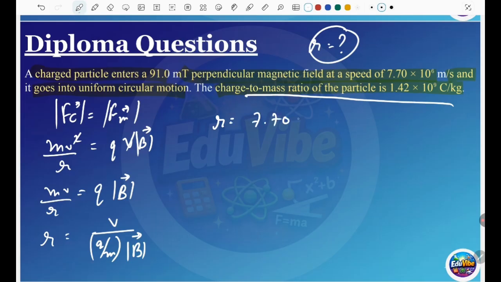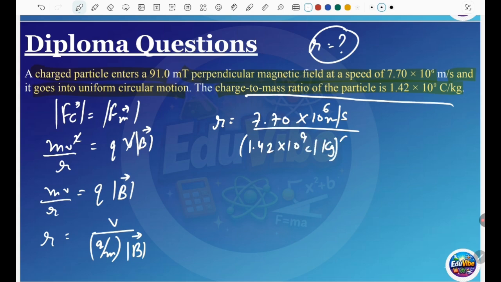So speed is 7.70 times 10 raised to power 6 meters per second. Charge to mass ratio is 1.42 times 10 raised to power 9 coulombs per kg. And the magnetic field is given as 9.0 times 10 raised to minus 3 Tesla. When you calculate this whole thing, you get about 0.0596 meters.